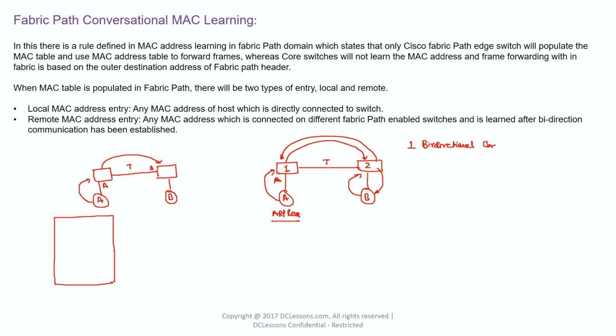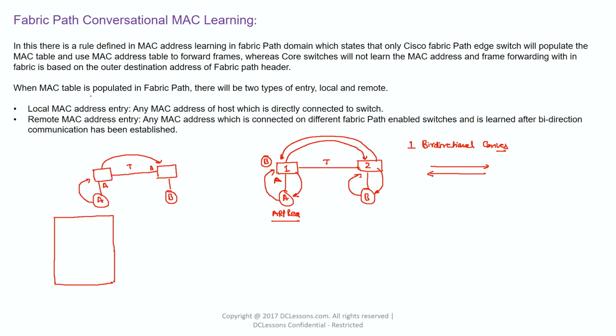Bidirectional conversation, right? Now here switch 1 will learn the MAC address B and then it forwards the ARP reply to host A. So in conversational MAC address learning, a MAC address is only learned when a bidirectional communication is completed, right?